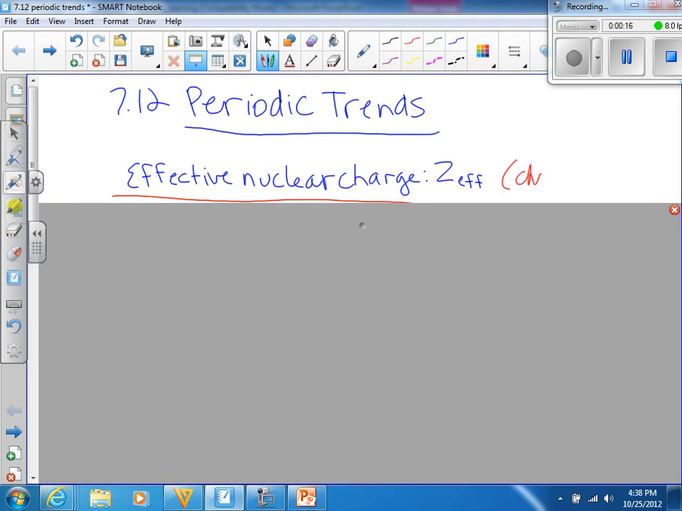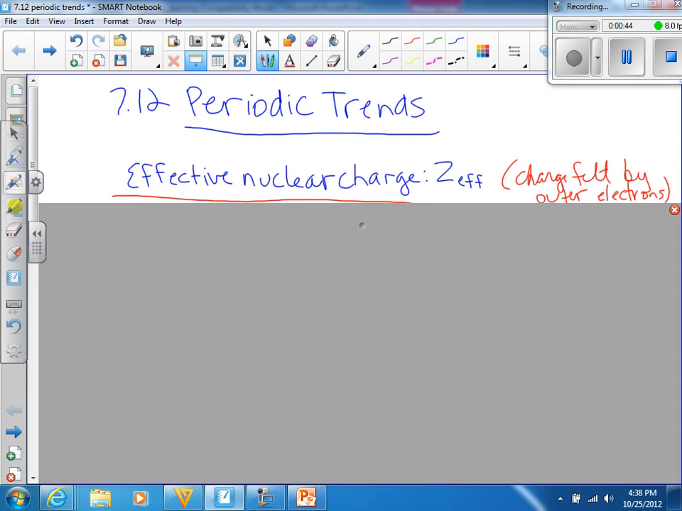The charge felt by outer electrons. The core electrons are shielding these outer electrons. So the charge felt by the outer electrons is not the total nuclear charge Z. We're talking about the effective nuclear charge. It's really important that you recognize the core electrons are shielding some of the charge of the nucleus.